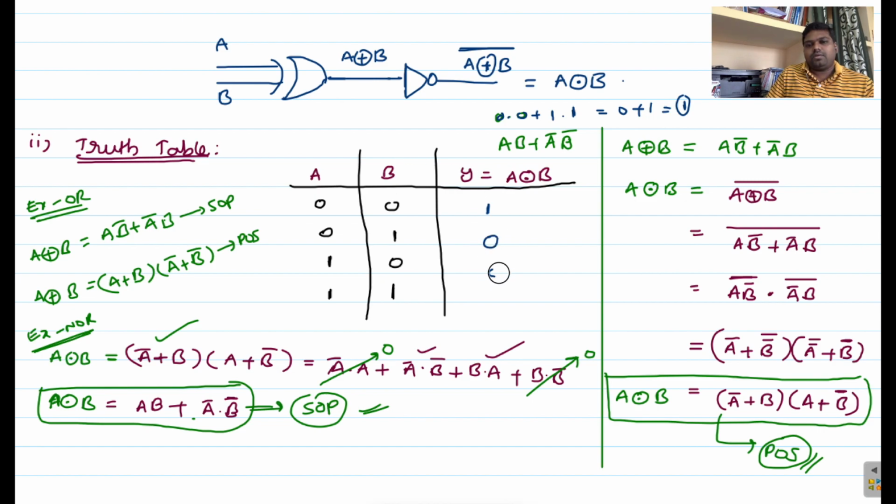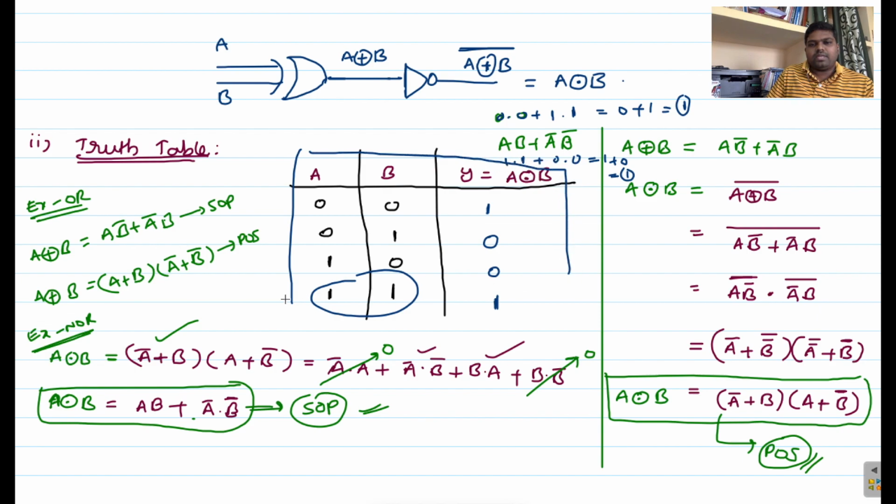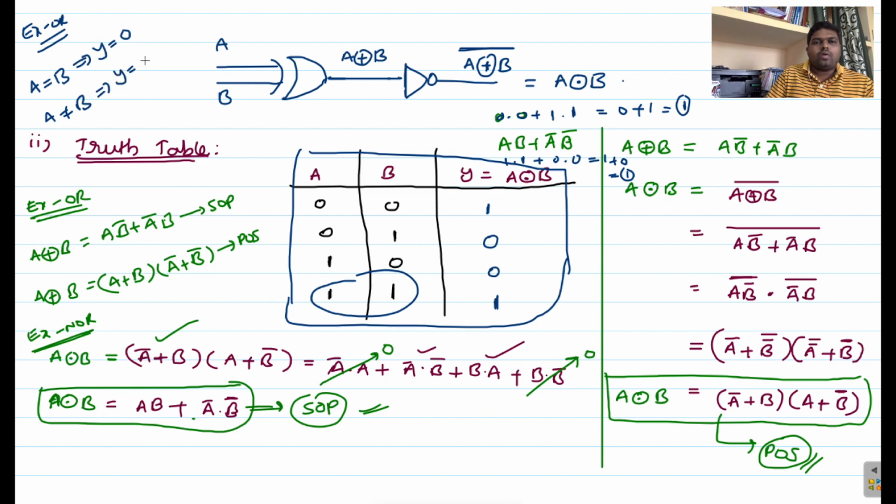You will get 0 0 1 here. For example, if you take this 1 1 condition, this is 1 and this is 1. The complement of 1 means 0, the complement of 1 means 0. So you will get 1 plus 0, that is 1. Now if you observe the previous gate, the XOR gate, we have a condition. What is that condition? When both the inputs are the same, the output will become 0. When both the inputs are not equal, then the output will become 1.